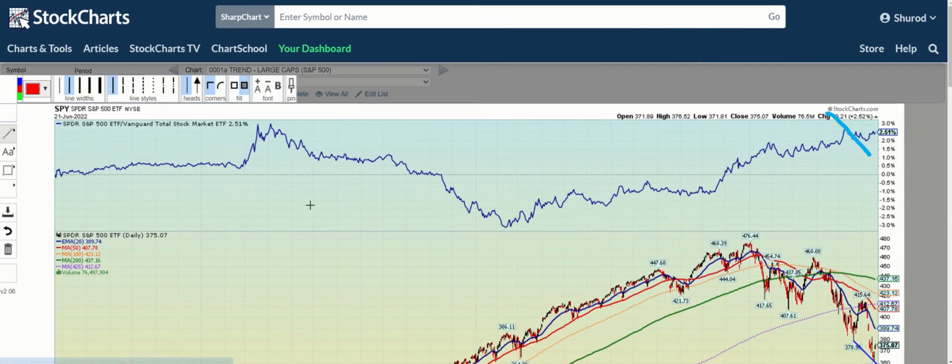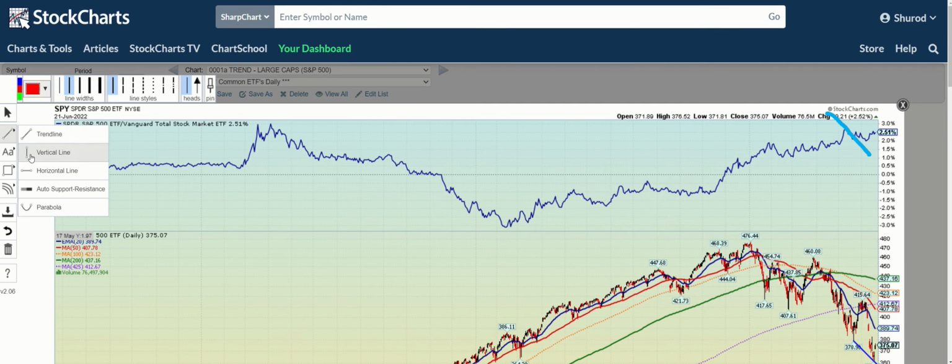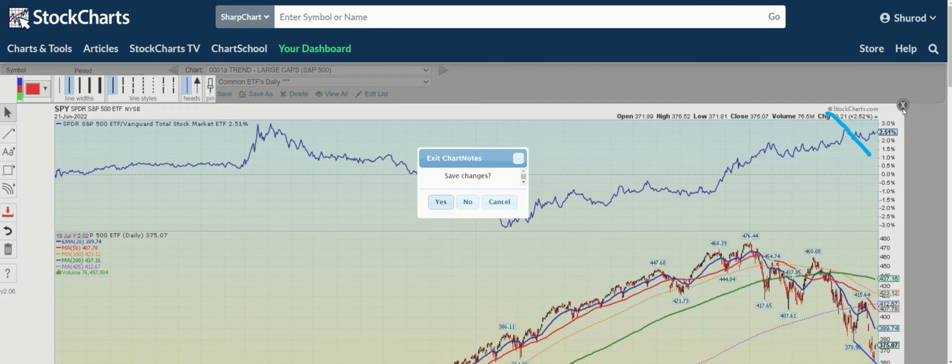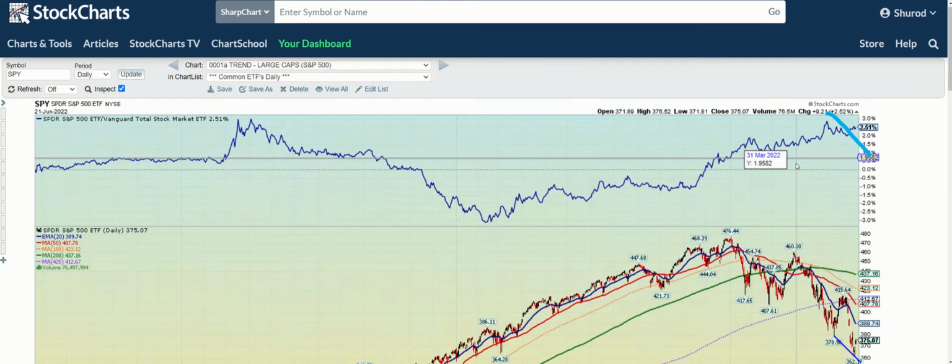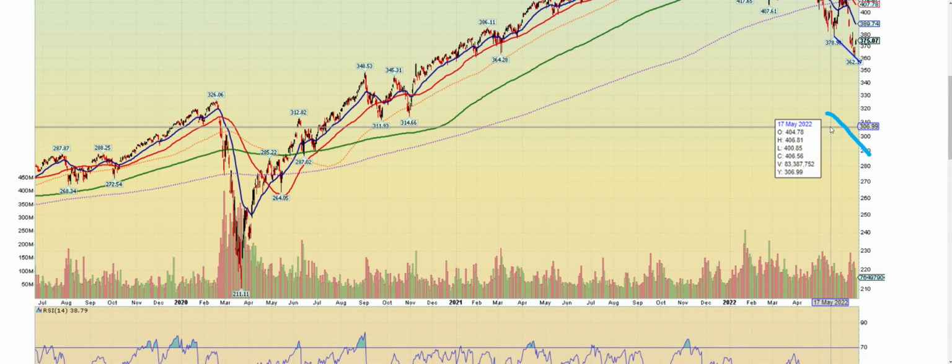Let me put a vertical line right here. Oh, it doesn't want to work. I apologize, we're having a little technical difficulty. I'll fix that later. Let's see if I can put the inspect tool right here.